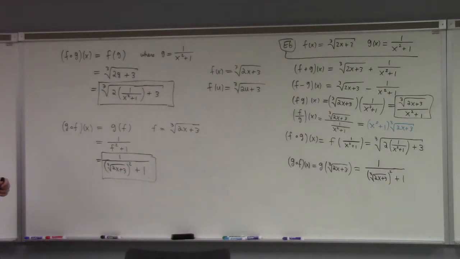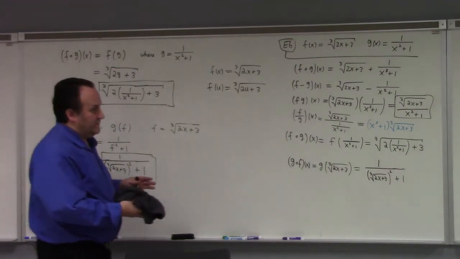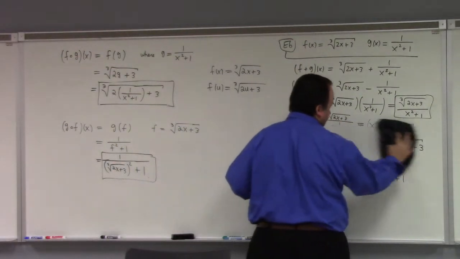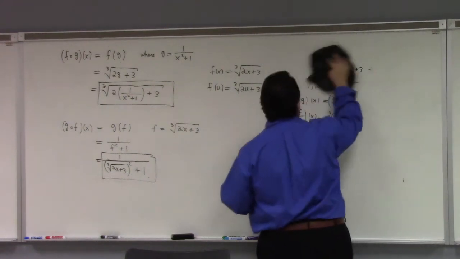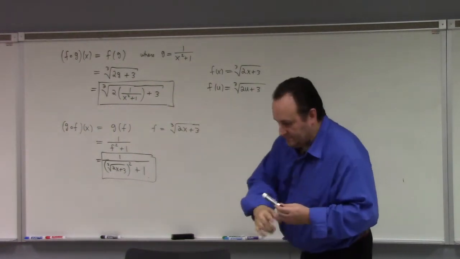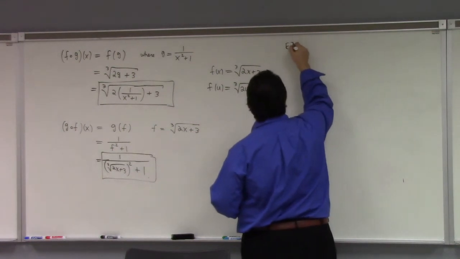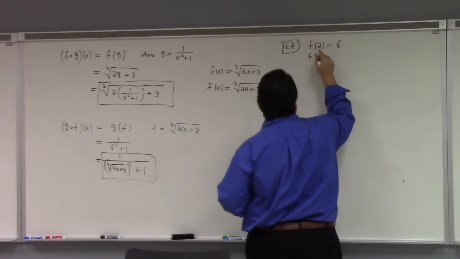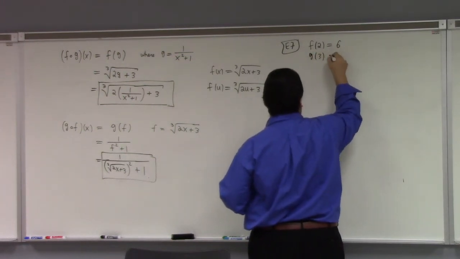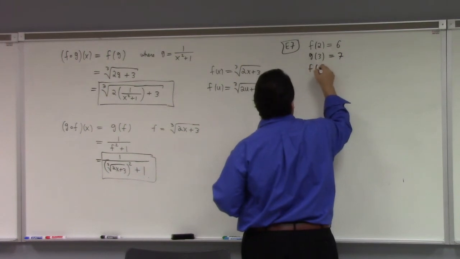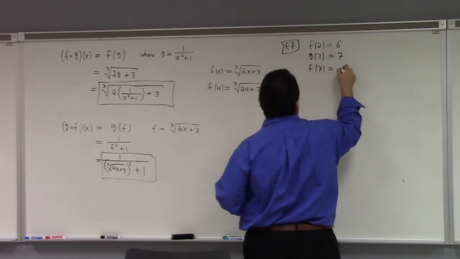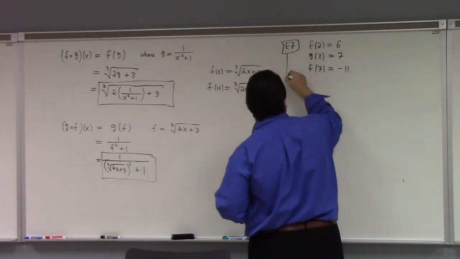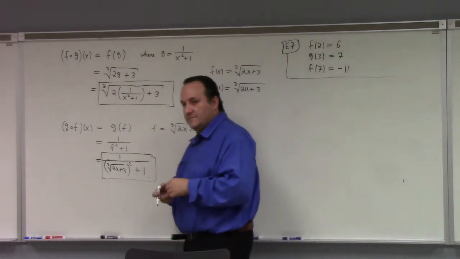There's another kind of way these problems come to us, which is numerically. What if you don't have a formula for f and g? What if you just have numbers? How does that go? So like example 7, you might be given f of 2 equals 6, g of 3 equals 7, and f of 7 equals minus 11, right? Suppose you're given this data.